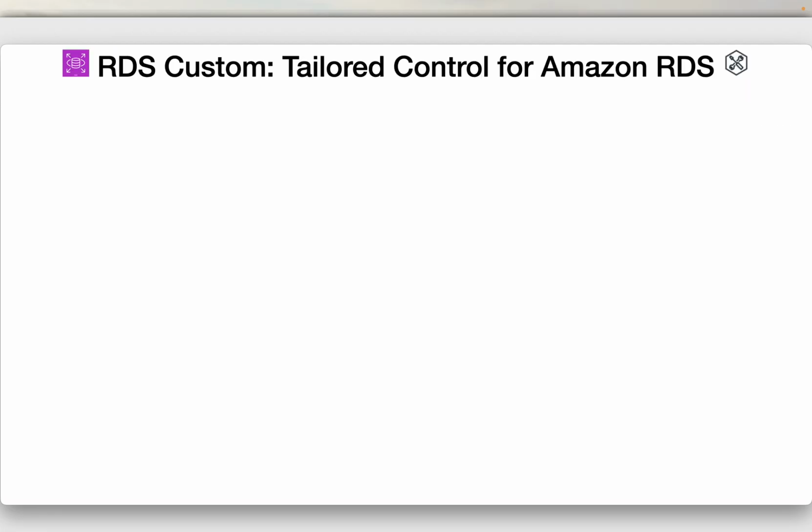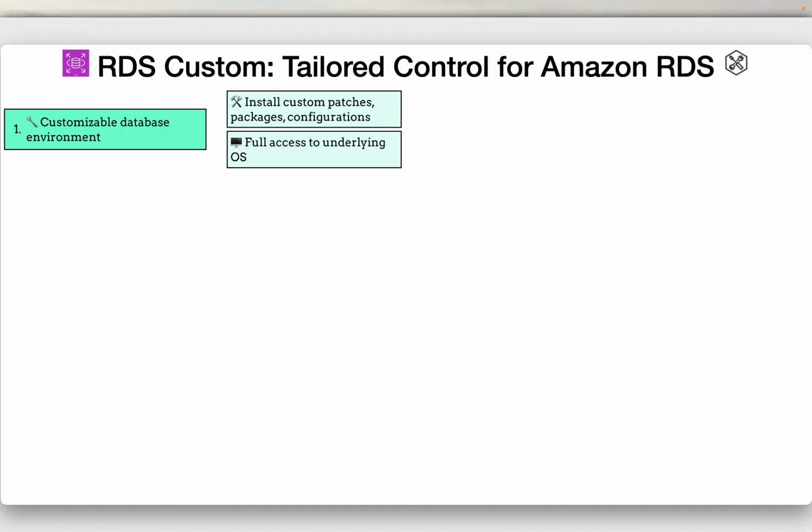Okay, next feature is RDS Custom, which is tailored control for Amazon RDS. First, customizable database environment. RDS Custom allows you to create a customizable database environment with full access to the underlying operating system, enabling you to install custom patches, packages, and configurations.